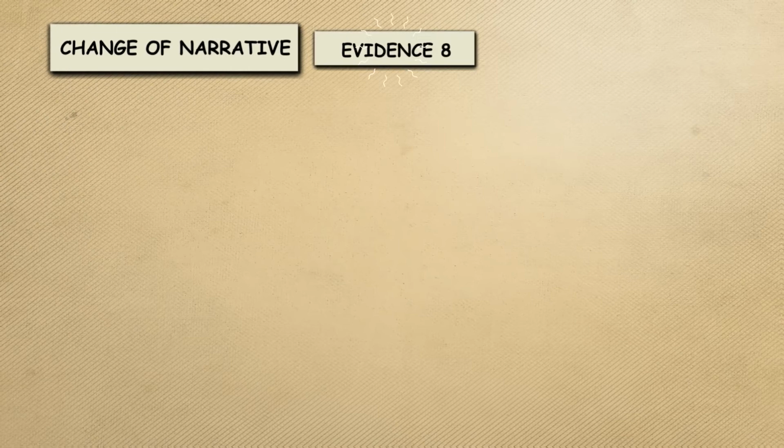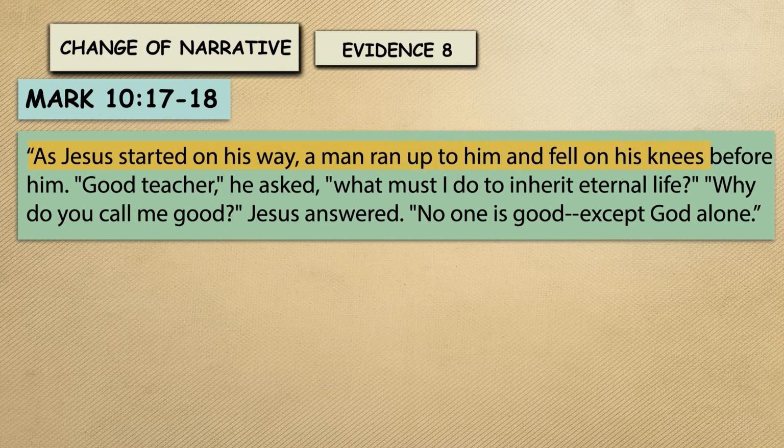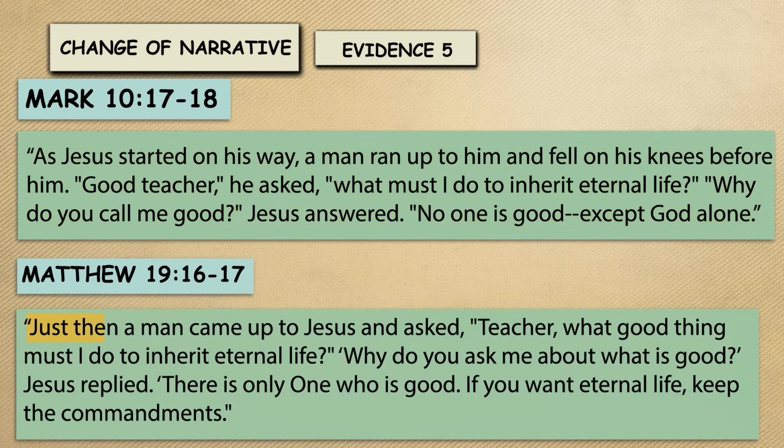Mark 10:17 and 18 versus Matthew 19:16 and 17. As Jesus started on his way, a man ran up to him and fell on his knees before him. Good teacher, he asked, what must I do to inherit eternal life? Why do you call me good? Jesus answered, no one is good except God alone. Just then, a man came up to Jesus and asked, teacher, what good thing must I do to inherit eternal life? Why do you ask me about what is good? Jesus replied, there is only one who is good. If you want eternal life, keep the commandments.